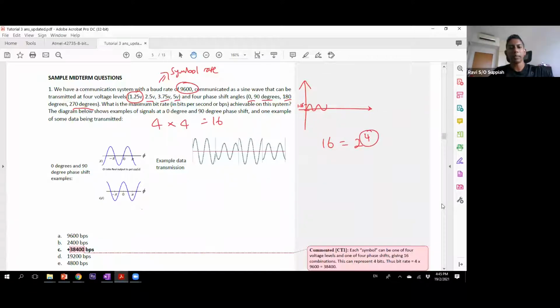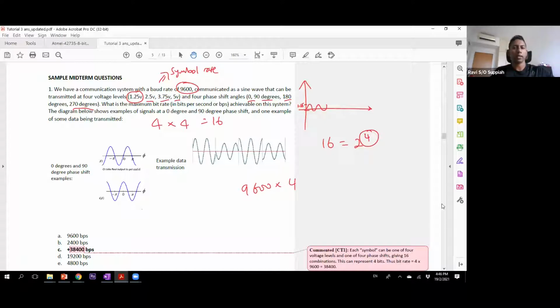So that means the maximum bit rate is 9600 multiplied by 4, and that is how you get the answer here: 38,400 bits per second. Every time you transmit something, you are transmitting the equivalent of 4-bit data, because you have a total of 16 different symbols that you can represent, and 16 different symbols can be represented using 4 bits.